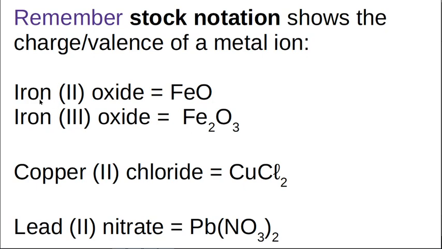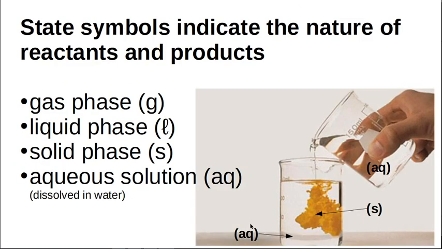So some ions, like iron, can be 2 or 3. Same with copper. Copper can be 1 or 2. Lead can be lots of different things. So when they put this in the notation, you know what charge to put it with. So then you know what your cation charge is. And if you know your anions, then you know how many to balance with them. Okay, so that's what stock notation is.